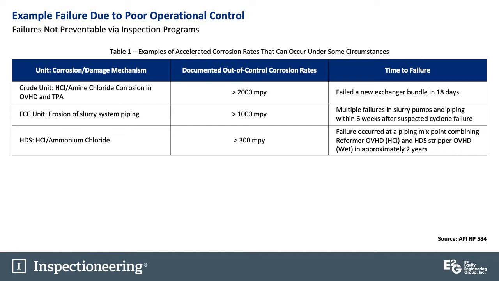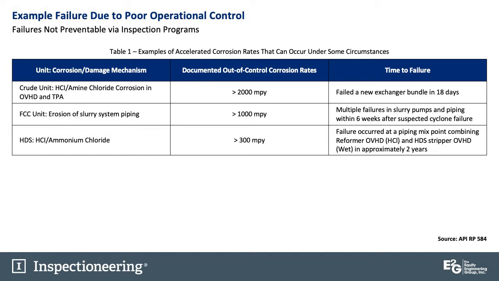Here are a couple example failures, real-life examples of refinery failures due to poor operational control. And these failures were certainly not preventable via inspection programs. And you can see that by the corrosion rates that we show in the center of this table here. I'd like to touch on these three incidents, and there are many, many more, but I do have some personal experience with these three and give you a little more background.